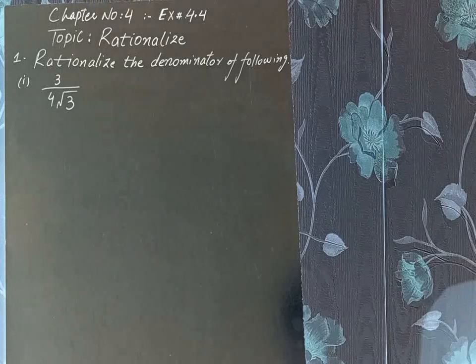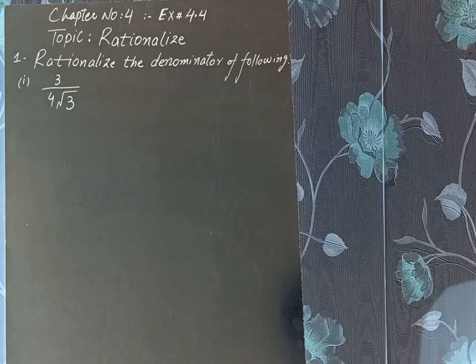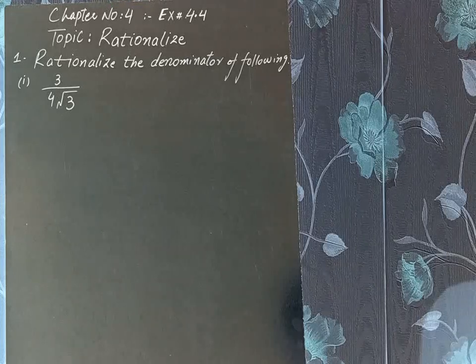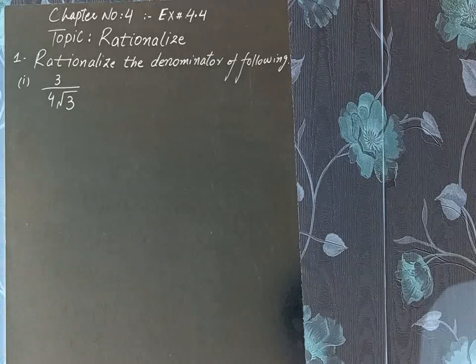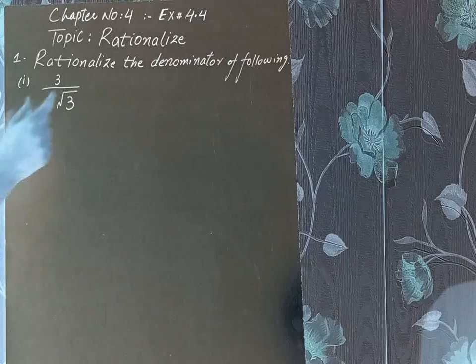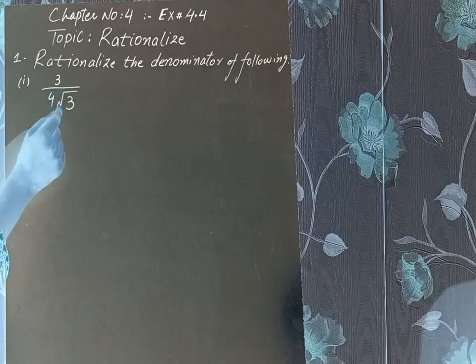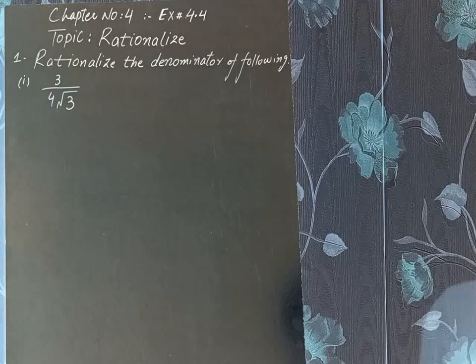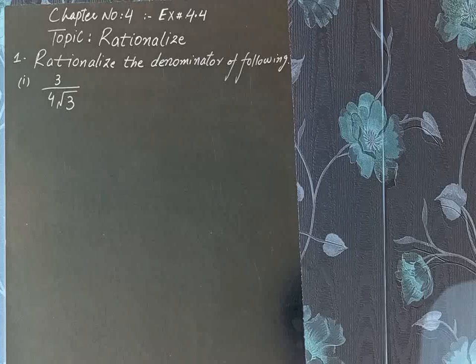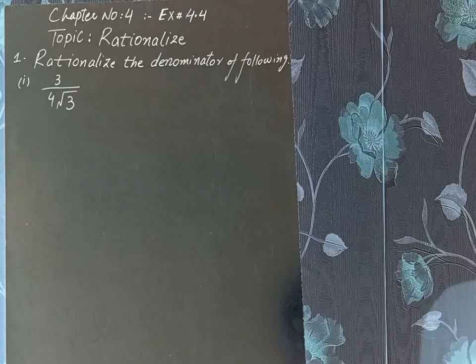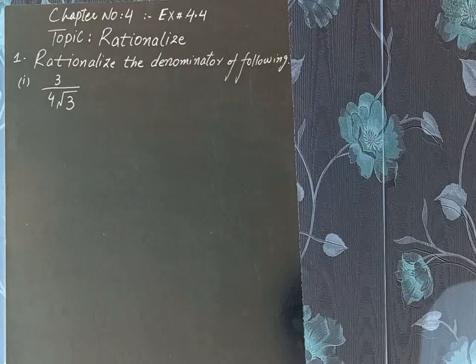Hi students, let's start a new topic here, that is rationalization. How to rationalize the denominator of the surd. If we have any expression over here and in the denominator there is a surd, how will we rationalize that? Rationalize means that we will solve it in a way that in the answer there will be no surd. The denominator will be free of surd.